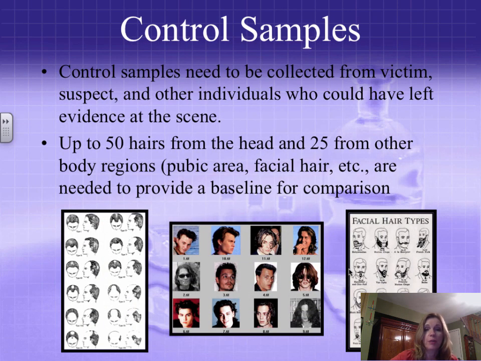So those samples would be called control samples. So again, it's from anybody who might have left evidence at the crime scene. And these hairs will provide a baseline for comparison. And it's important to collect this many simply because not all hairs are the same. You look at a person who has gray hair at the temples and dark hair on the side of the head, those hairs are going to look different under the microscope. So you need to get a representation, which is why in a crime lab setting you would look at a lot more hairs than what we're going to do in class.